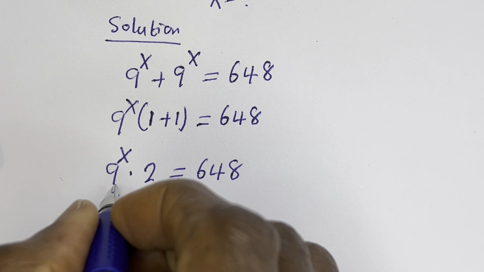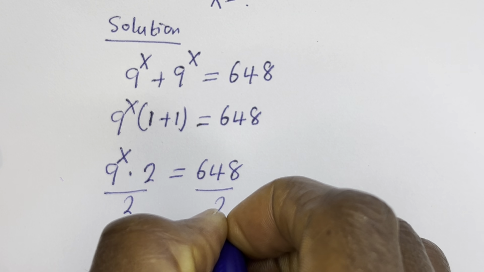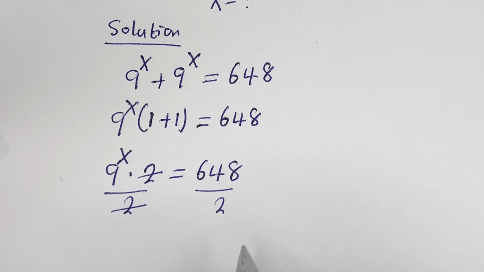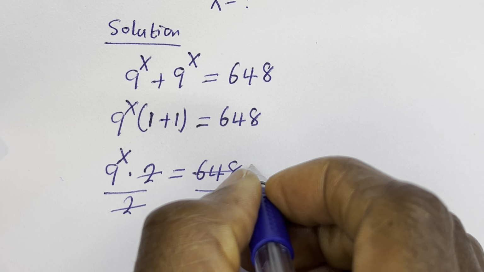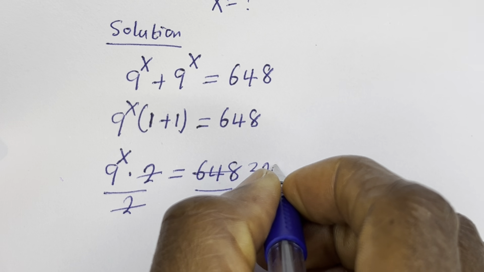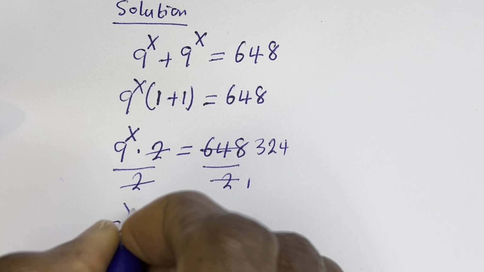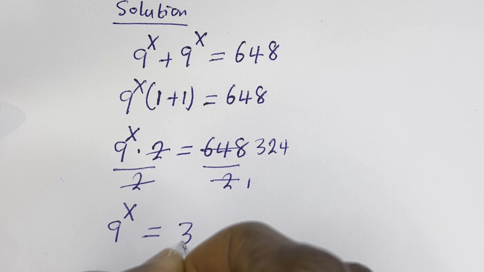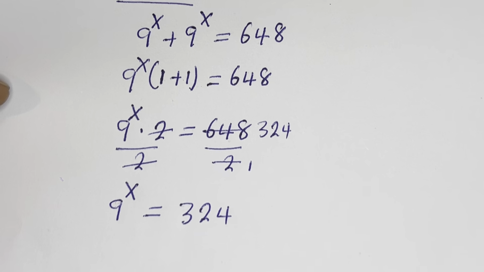Let's divide both sides by 2. This divided by 2, this divided by 2. These 2, we cancel these 2. Then 2 here, 1. 2 here, 324. We have 9 to the power of x is equal to 324. Now let's take the log of both sides of this equation.